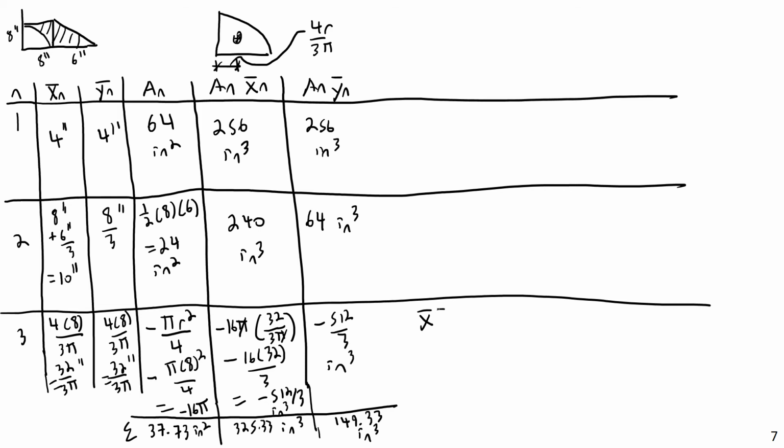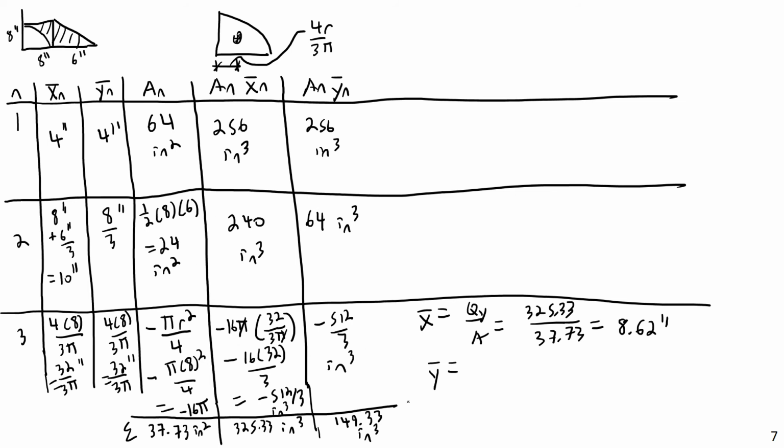And then finally, x bar, the combined x-coordinate of the centroid, is going to be just Qy divided by A, which is this divided by this, 325.33 divided by 37.73, inches to the third divided by inches squared. And if I throw that in my calculator, this comes to an x bar of 8.62 inches. Which looks about right, assuming I didn't make any kind of math error, which is certainly possible.